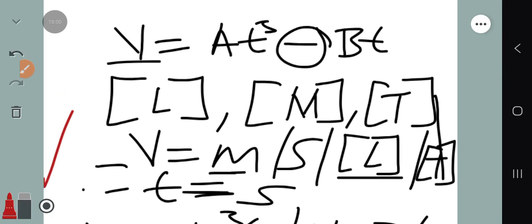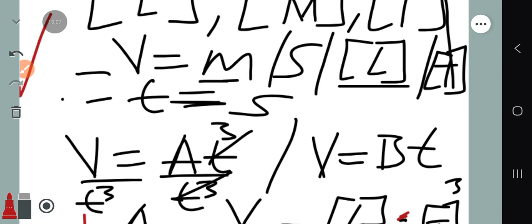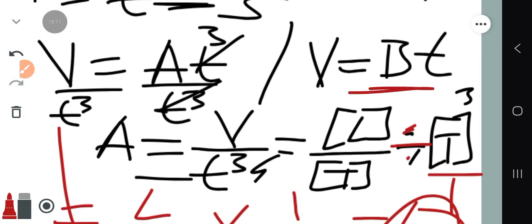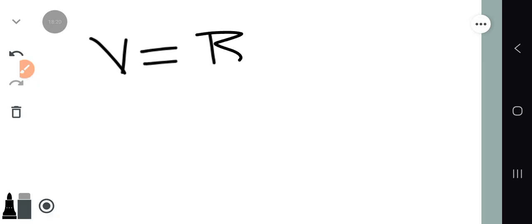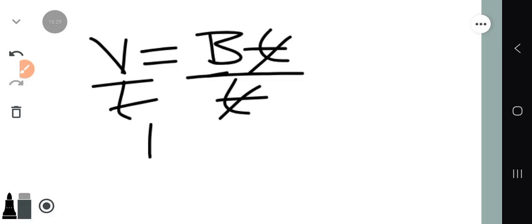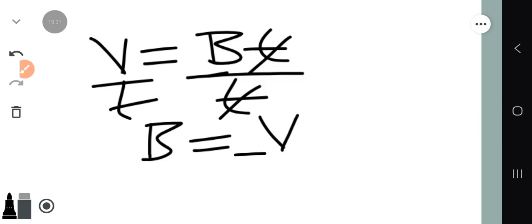So now let's find the dimension of B. We're going to equate this one equals to that one, like we said. It derives one part of an equation. So this is the part we're talking about. V equals BT. So to find B, we are going to divide by what? T. Make B the subject of the formula. So we have B equals velocity over what?